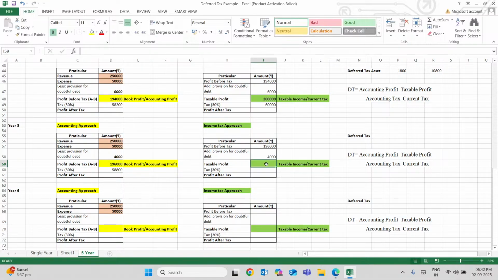This will give us 2 lakhs. We have 60,000. So again, the accounting tax is less than the taxable profit or the current tax. So here we are going to create a DTA.